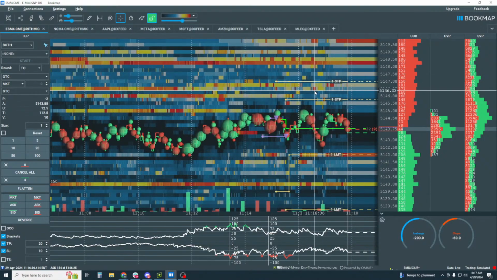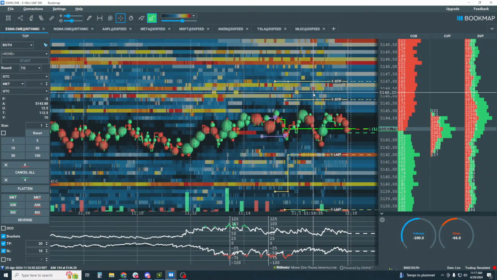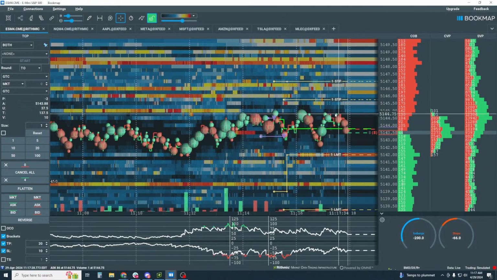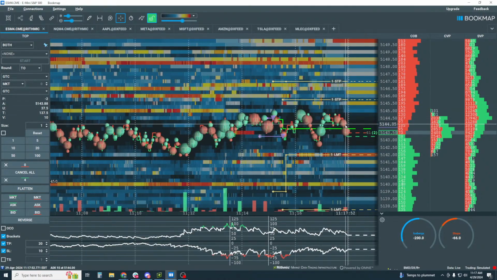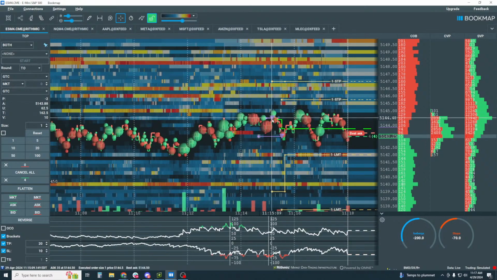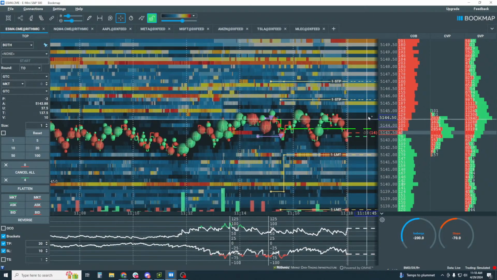Okay, so we'll just get lucky on this or unlucky. And that's not good, we don't want to do that. I just wanted to cover that trade management in here.